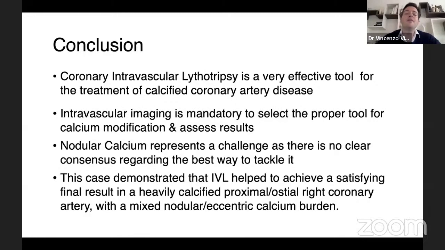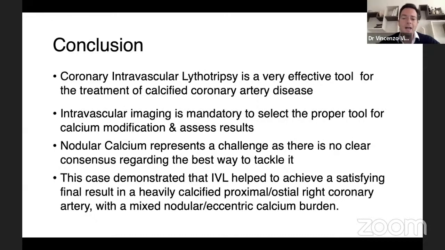So I think that coronary IVL is a very effective tool in the treatment of calcified coronary artery disease. And I agree with what was said before, that intravascular imaging is, I use the term mandatory, but I agree with Lucio's comments, especially when you don't have imaging, you need to do something to select the proper calcium modification tool and then assess the result. Now, the challenge, and I think it will be covered again later, is represented by nodular calcium, as there is no clear consensus regarding the best way to tackle it.